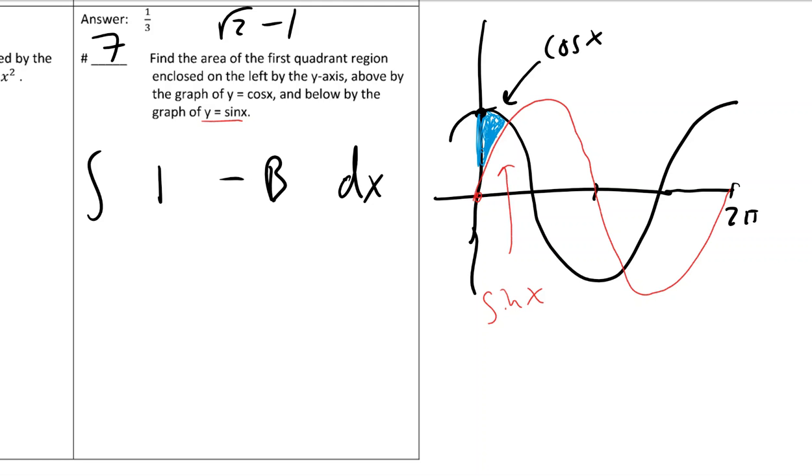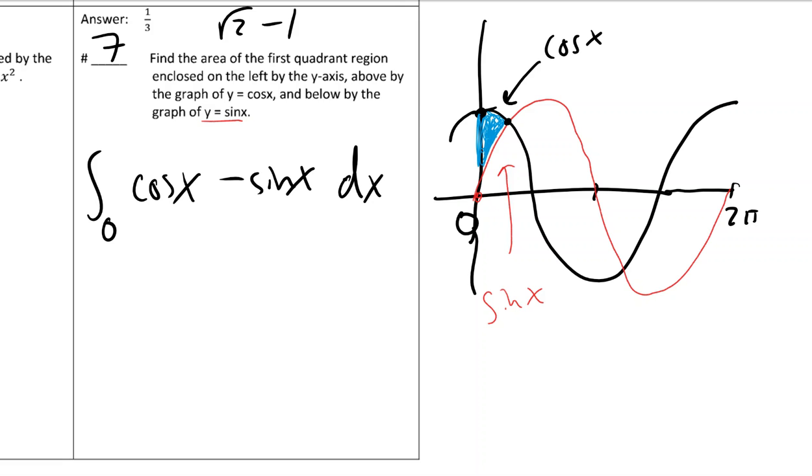But our top was cosine x. Our bottom was sine x. I can see that the x value that it starts at is 0, and then the x value that it ends at is right here.